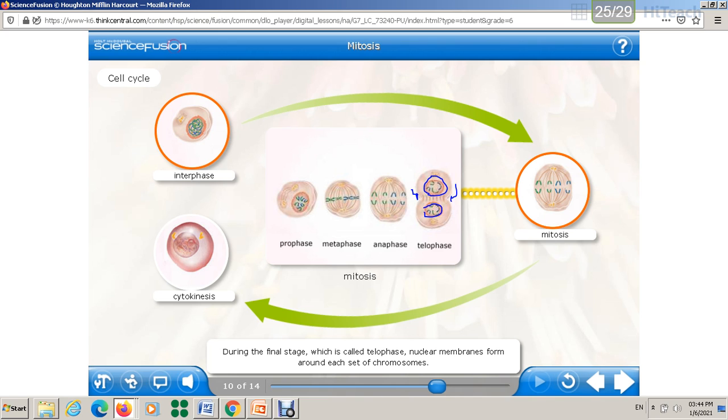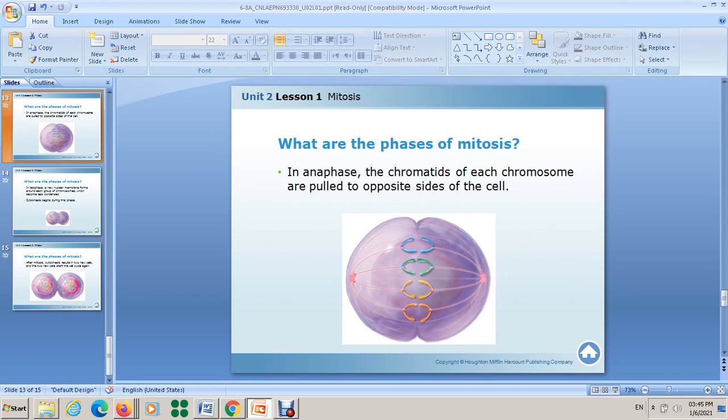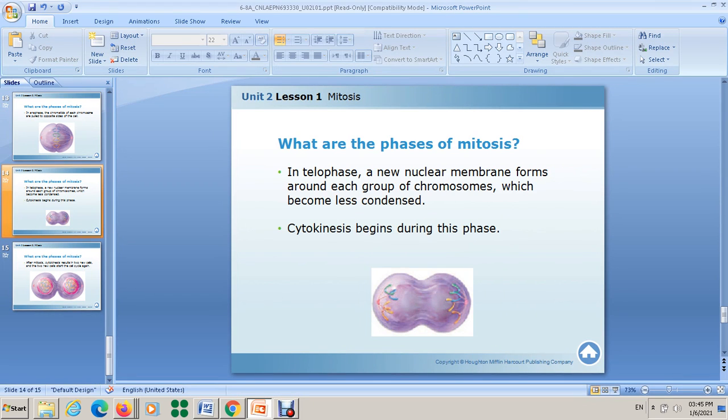Okay, look now at this one. So here, if I want to write the notes for the telophase, a new nuclear membrane forms around each group of chromosomes, which become less condensed. The chromosomes will become less condensed, not like when we started in the prophase. Okay, now what about cytokinesis? Also, cytokinesis is started, which is the third stage of the cell cycle. It started in the telophase.